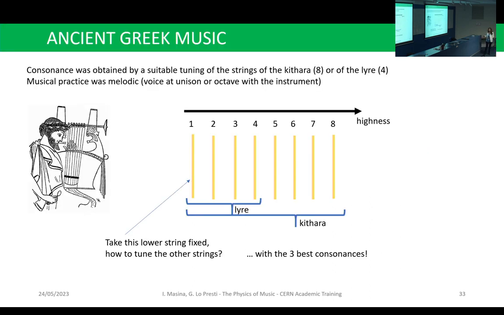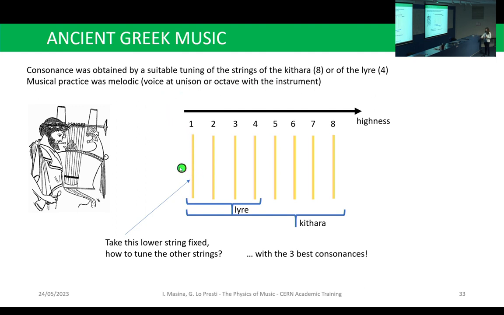And we have to start from ancient Greek music, which is our basis. I'm pretty fond of this because as a harpist, I really find my origins. Consonance was obtained in this musical tradition by a suitable tuning of the strings of the kithara, which typically had eight strings, or of the lyre, which was the more popular version of the kithara and usually had just four strings. The musical practice was melodic, with the voice singing at the unison or at the octave with the instrument, so very simple.